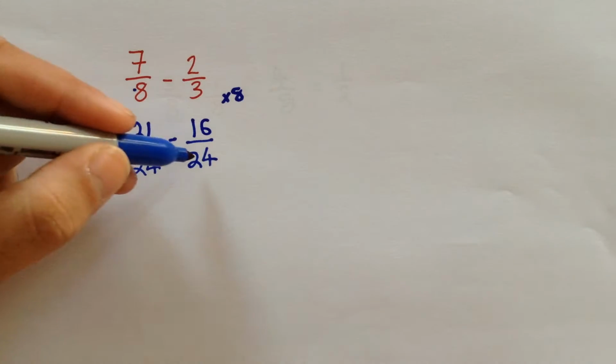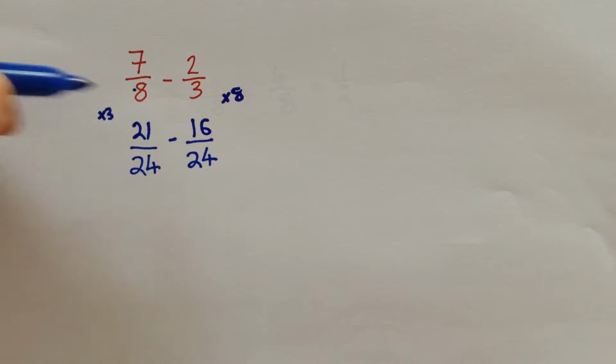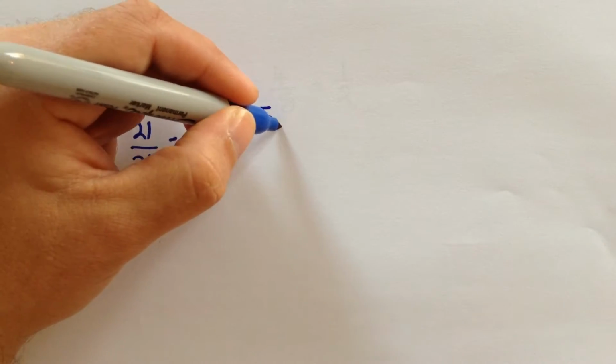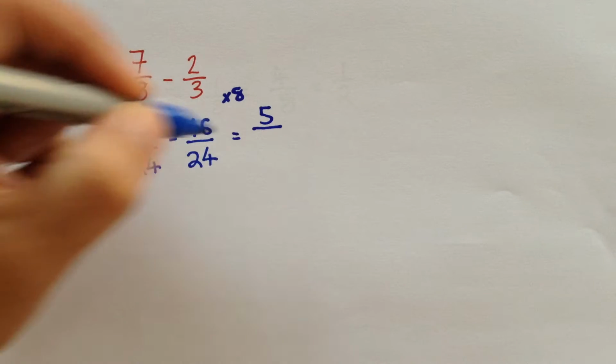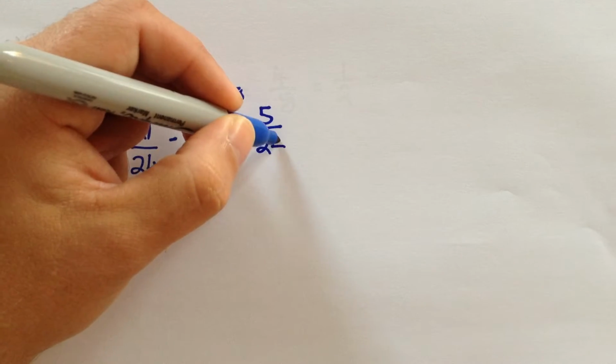We can then subtract the two fractions. 21 take away 16 is 5. And the number at the bottom, as long as it's the same in the question, stays the same in the answer.